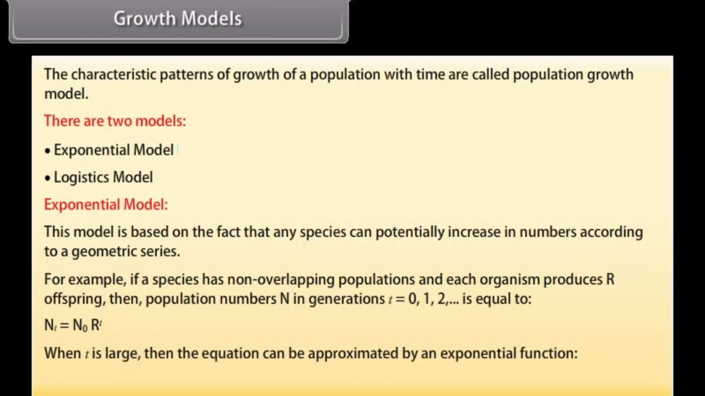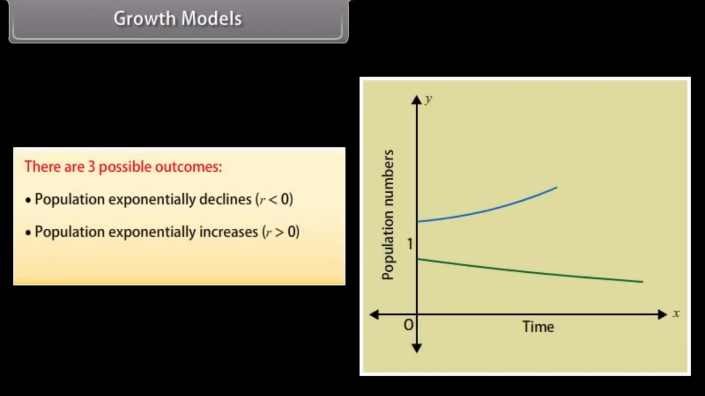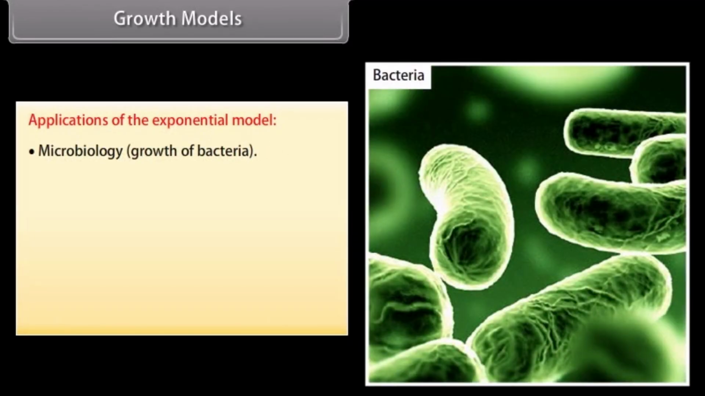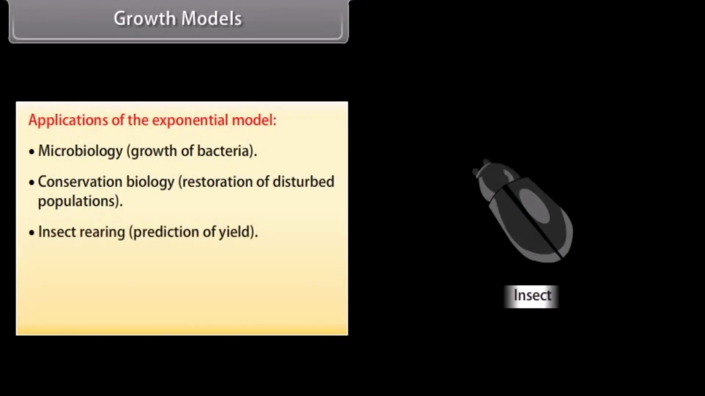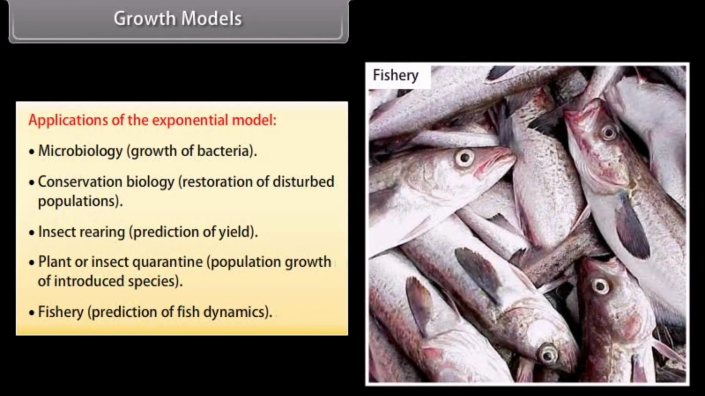When t is large, the equation can be approximated by an exponential function: Nt equals N0 e^(rt). There are three possible outcomes: population exponentially declines, population exponentially increases, or population does not change. Applications of the exponential model: microbiology, growth of bacteria; conservation biology, restoration of disturbed populations; insect rearing, prediction of yield; plant or insect quarantine, population growth of introduced species; fishery, prediction of fish dynamics.